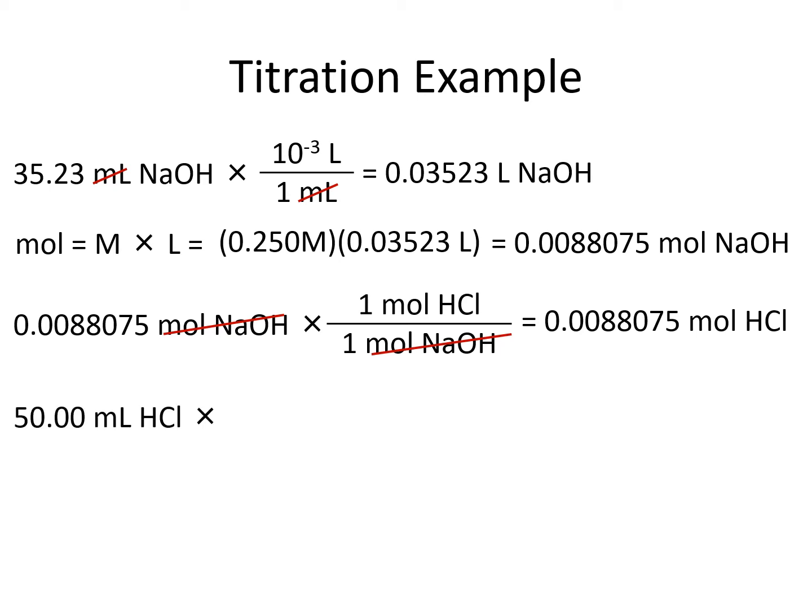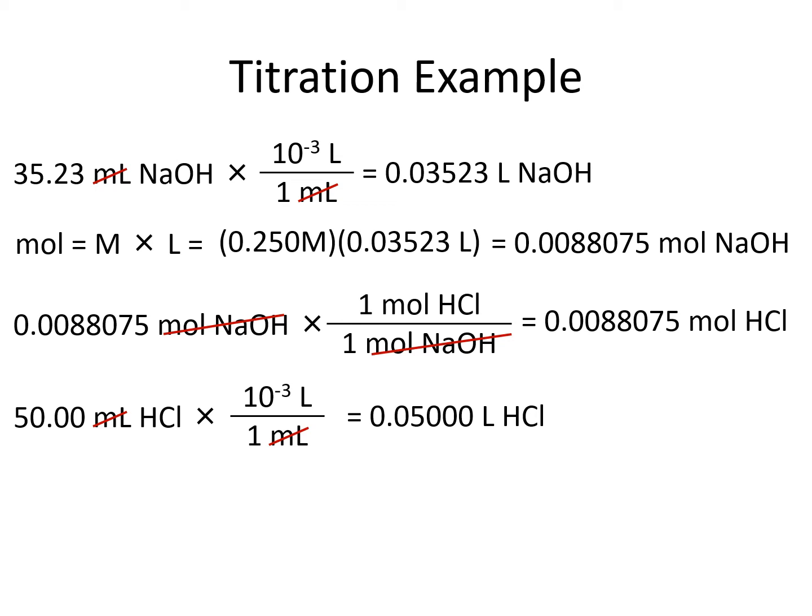We can take our volume of our acid and change it into liters, since we're about to use our molarity equation a second time, this time related to the acid. The first time we used it, it was related to the base. Now we're using it related to the acid. We change 50 milliliters into liters by multiplying by 10 to the minus 3 and get 0.05000 liters.